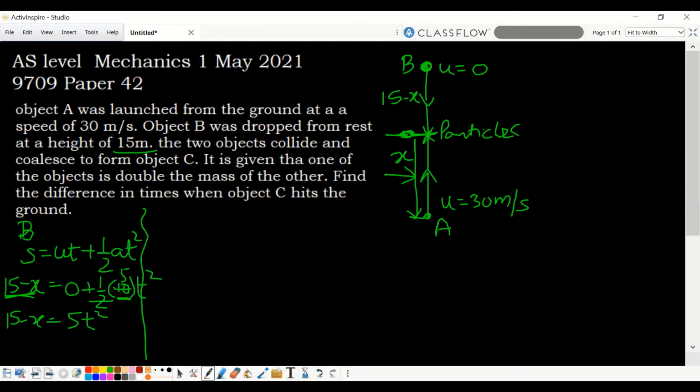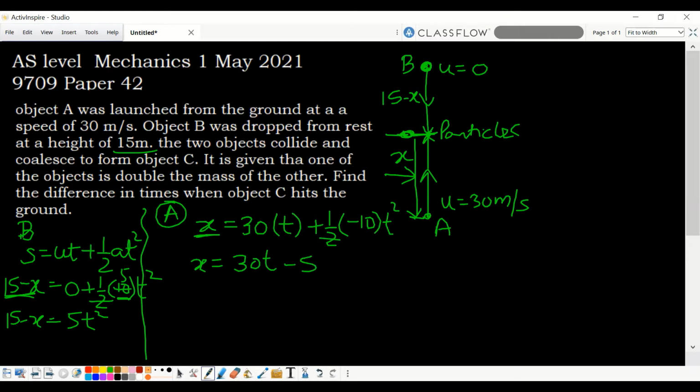Okay? Now let's make a similar equation for object A, which was directed upwards. So x is the distance it traveled before colliding, equal to u, which is 30, t, then plus half, but this time the direction of x and the acceleration are in opposite directions, so it will be minus half at squared. So x becomes 30t minus 5, again this cancels, 5t squared.